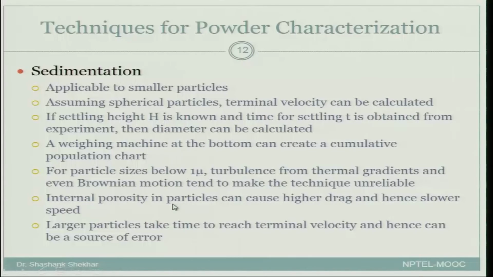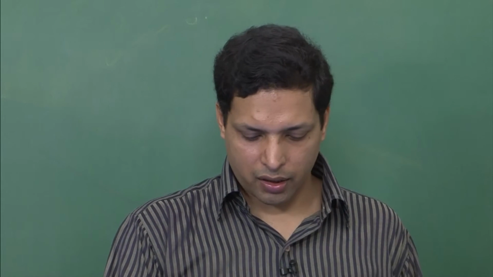Internal porosity may also exist in the particles, and that may cause a higher drag, which we have not taken into account. So far, when we took a diameter, we assumed that it was solid material inside it, but it may be possible that inside the particle or inside the powder there may be some porosity, and because of which the overall density is lesser than what we have been taking it to be.